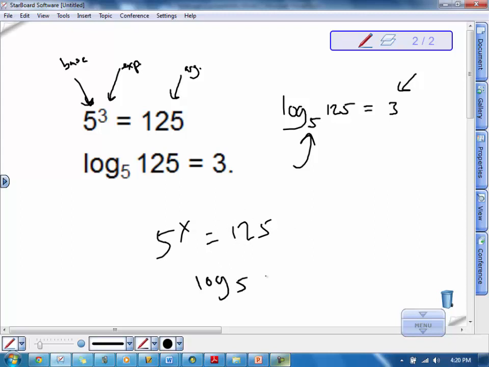Well, what I could do is write it in log form. I could say log base 5 of 125 equals x. So if I change it to log form, now this is a stored value in my calculator. If I do log base 5 of 125, I get an answer, and that answer is going to be 3. So what a log is, it's an answer to an exponent. That's all it is. It's real simple. It's just an answer to an exponent.